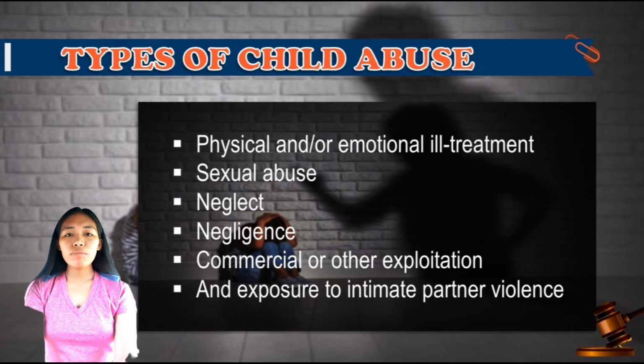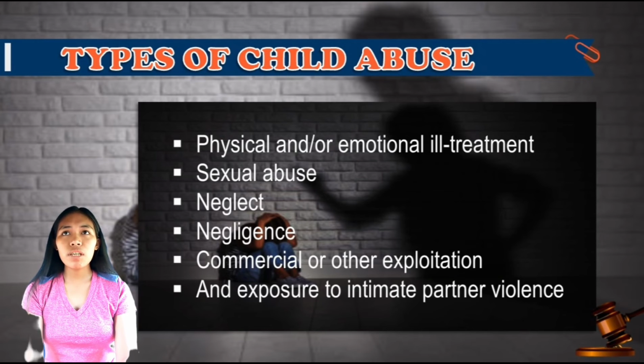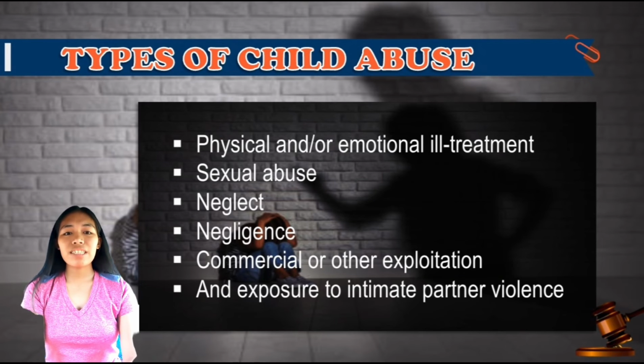So there are types of child abuse. First is physical and emotional ill treatment. It is common nowadays, those children that we can see with a lot of bruises. Next is sexual abuse, which is very sad because one of the persons that abuses them is only their family or their loved ones. Next is neglect and negligence. These are the children who don't receive the proper care or love from their family.